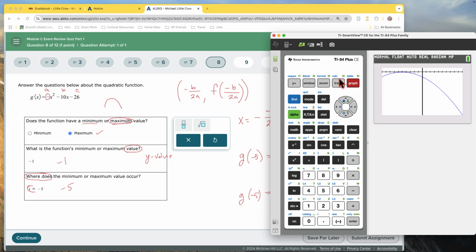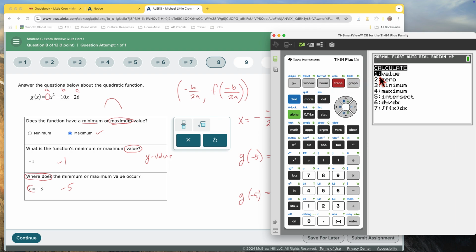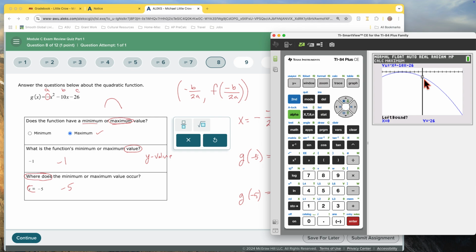Back to the graph. We can do second calc on the graph, and it'll show us graphically the maximum. We're going to find the maximum. We do this by taking our little cursor guy and moving it to the left, because we need a left bound. So I have to be on the back side of the mountain. In this case, it's the mountain.